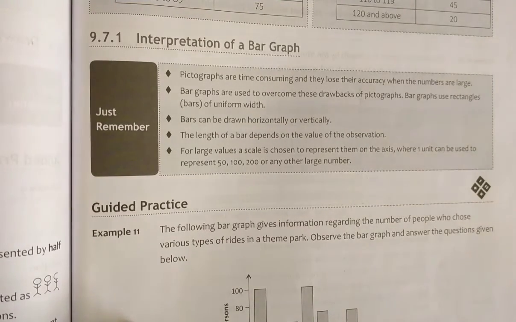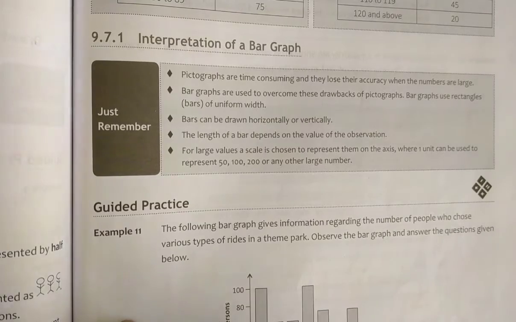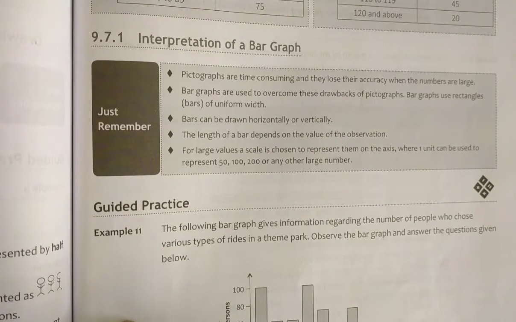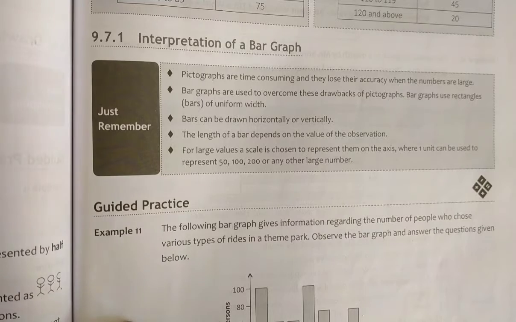In the previous class, we solved pictograph problems. In this class, we have to solve some bar graph problems. A bar graph can be drawn horizontally or vertically, and the length of each bar depends on the value of the observation. Bar graphs are used to overcome the drawbacks of pictographs, and they use rectangles of uniform width.